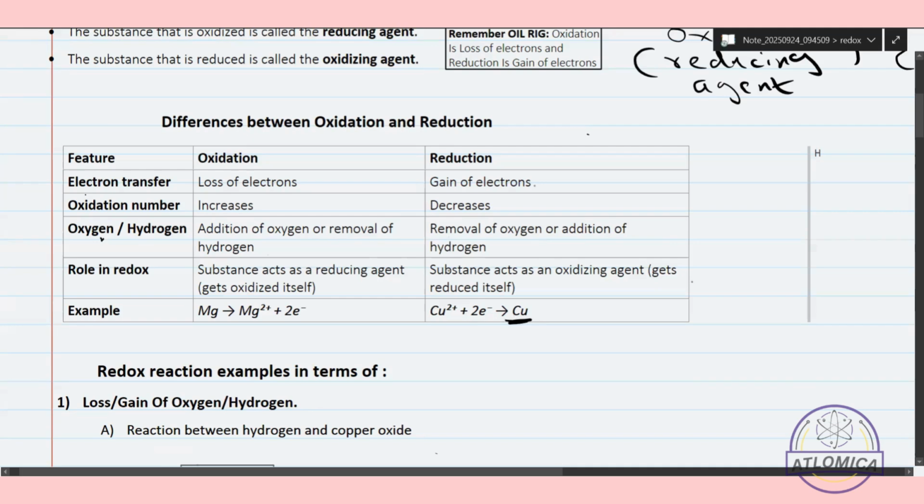And don't get confused that only ions or cations get reduced. No, let's suppose there's oxygen here. Let me give you another example. If oxygen gains two electrons, there would be a 2 minus charge on oxygen as well.